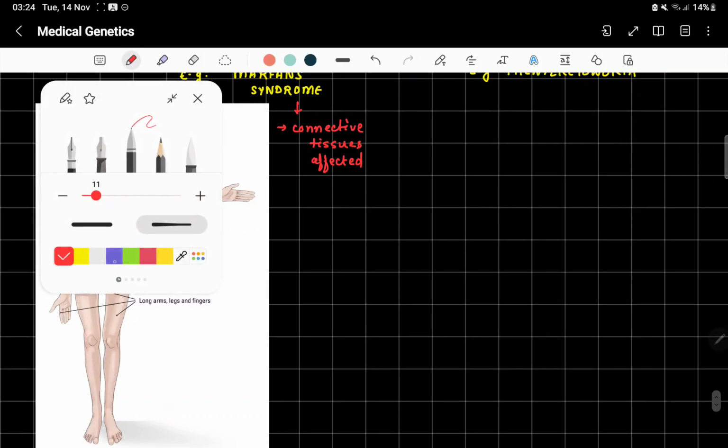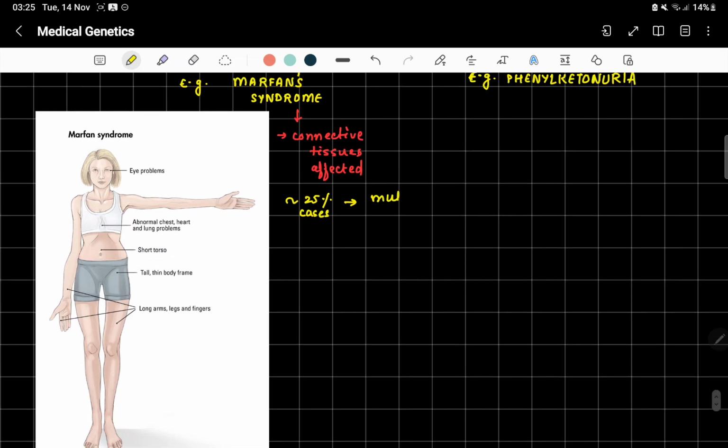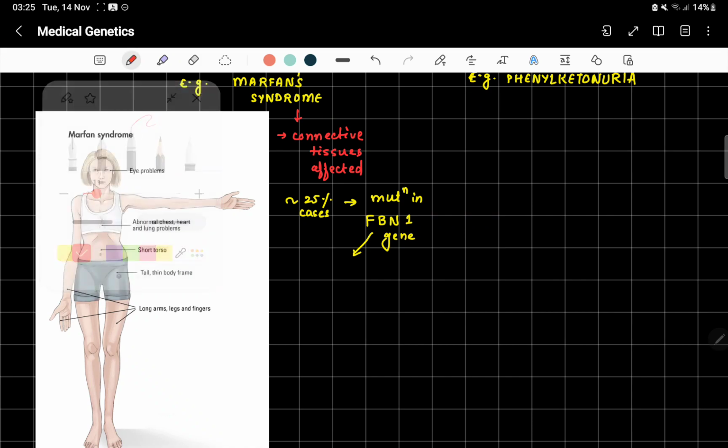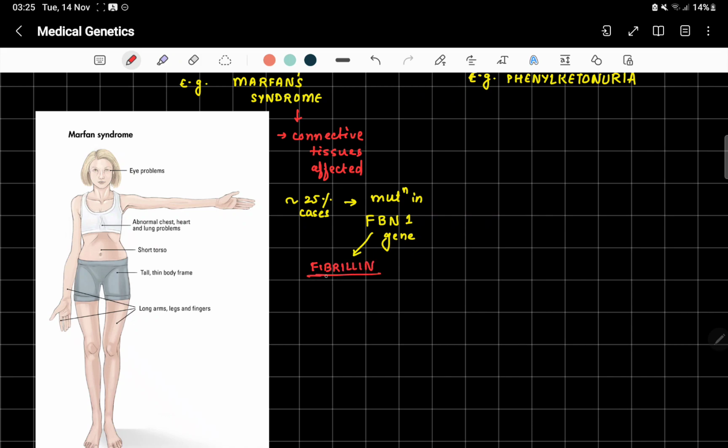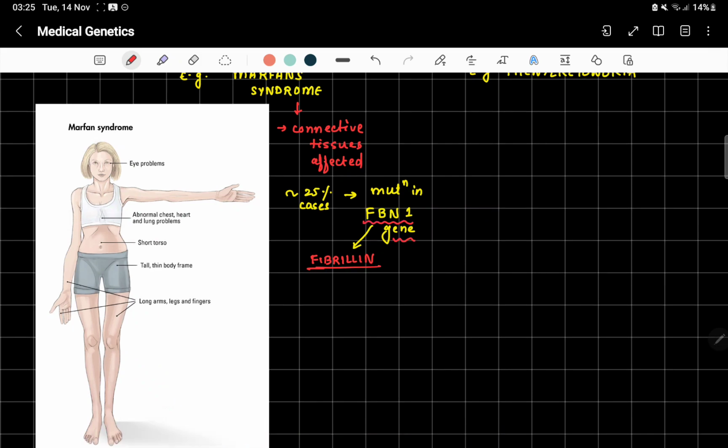About 25% of cases are due to mutation in the FBN1 gene. The FBN1 gene codes for the protein called fibrillin, which is essential for the synthesis of connective tissues. So mutation of the FBN1 gene causes it in about 25% of cases.